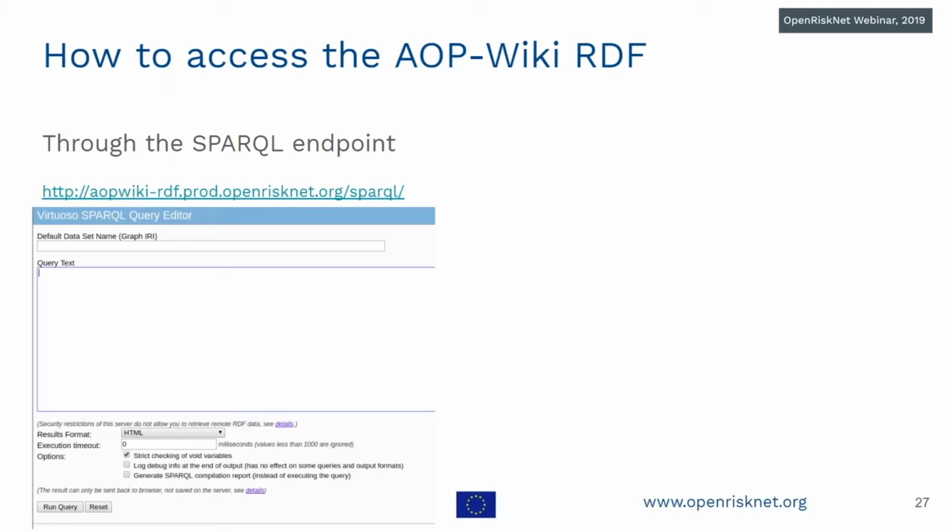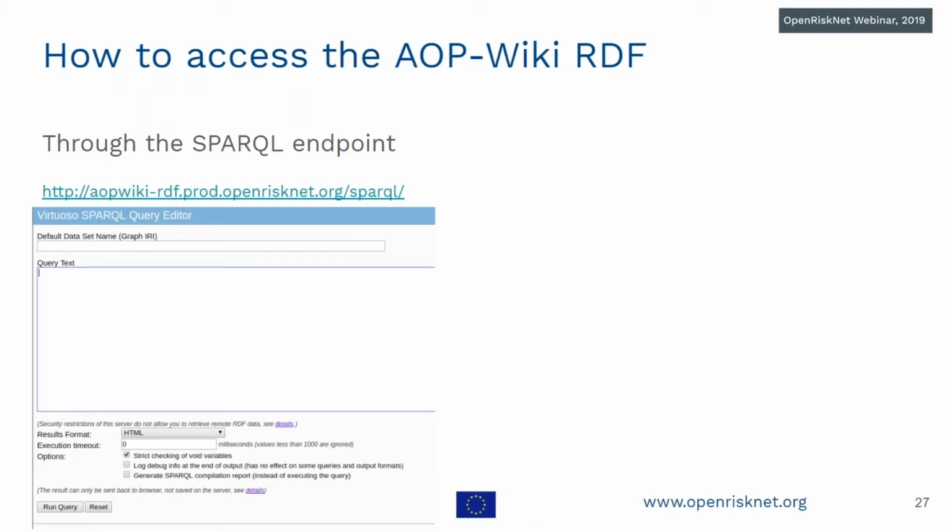How do we really use the RDF that we developed? There are basically two ways in which we expose the AOP-Wiki RDF. The first one is through a public SPARQL endpoint, which is currently not working, but will soon be. That's why I kept the link there. It is basically a Virtuoso SPARQL endpoint in which the data is loaded.